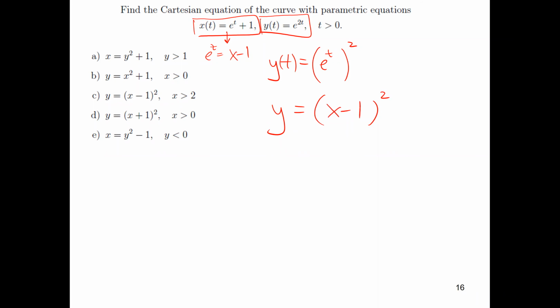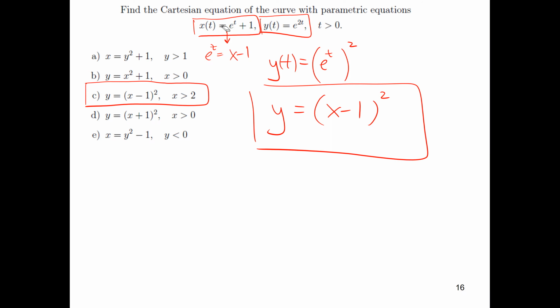We may still have some questions, but don't worry about this. You may probably ask why x is greater than 2, but we can look at this equation. X is defined as e to the t plus 1, and t is greater than 1. We know how e to the t looks like, okay?